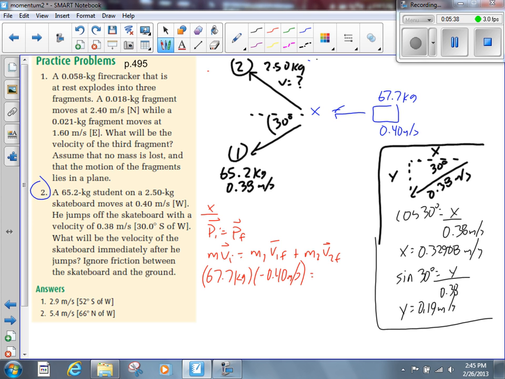M1 V1F. M1 is 65.2 kilograms. Tell me what V1F is. This is the part that's the turning point. You either get this question if you do this next step correct, or you don't get this question if you make a mistake on the next one. Okay, this is a turning point in this question. What is the value of V1F here? 0.32908, 0.33, right? It's actually negative, Jared, because it's to the left, right?